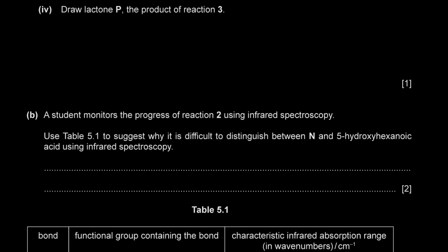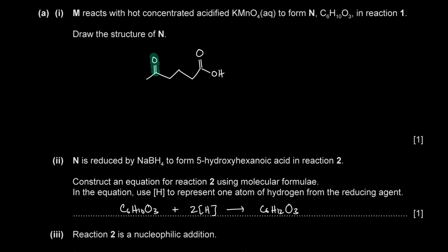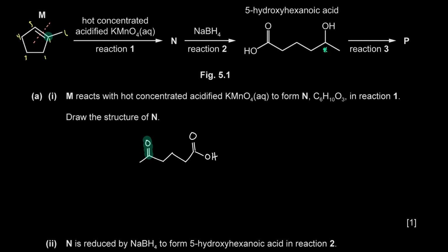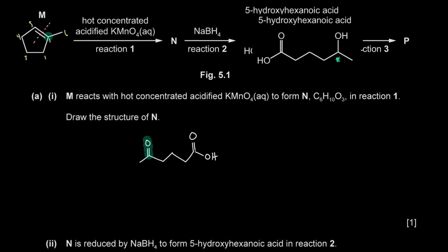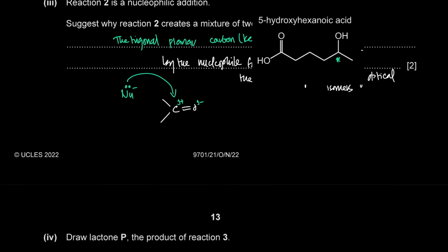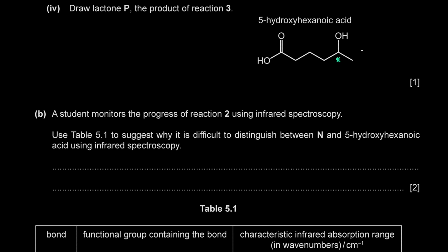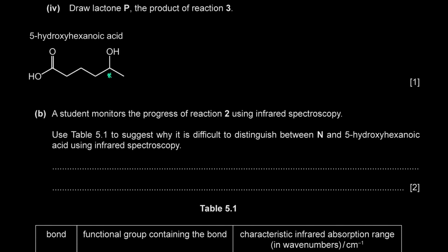Draw lactone P, the product of reaction 3. So in reaction 3 we're getting a lactone, so 5-hydroxyhexanoic acid is undergoing self-esterification to form a lactone. Again, remember, in esterification, the oxygen from the alcohol, from the OH, bonds to the C double bond O from the acid, and we end up getting an ester.